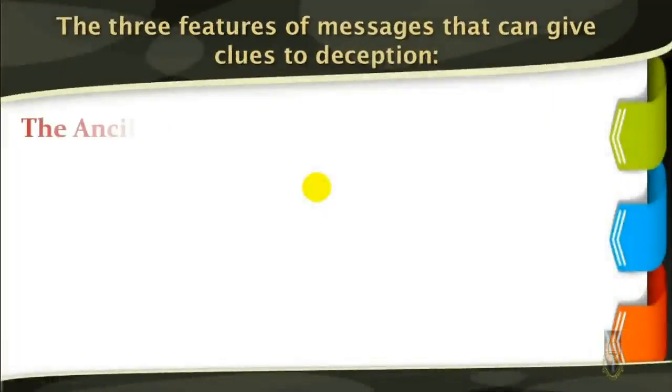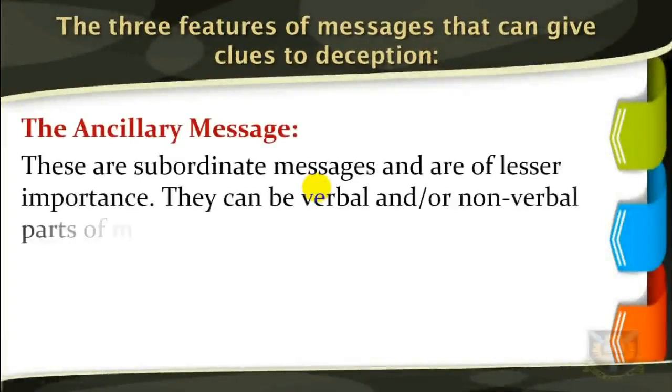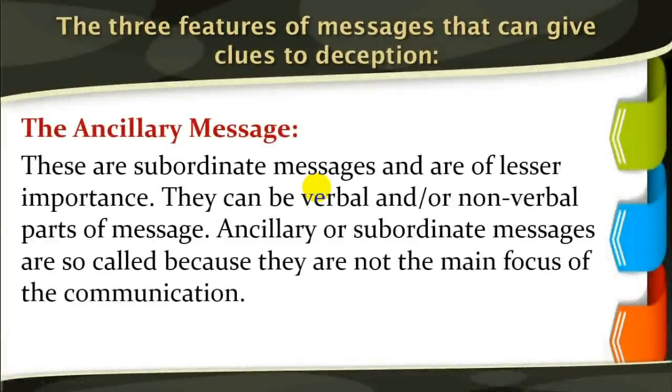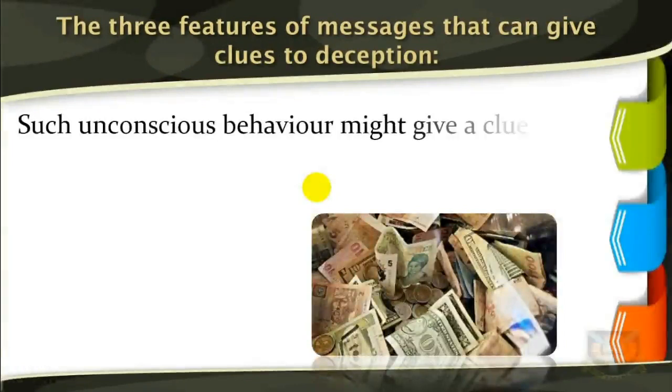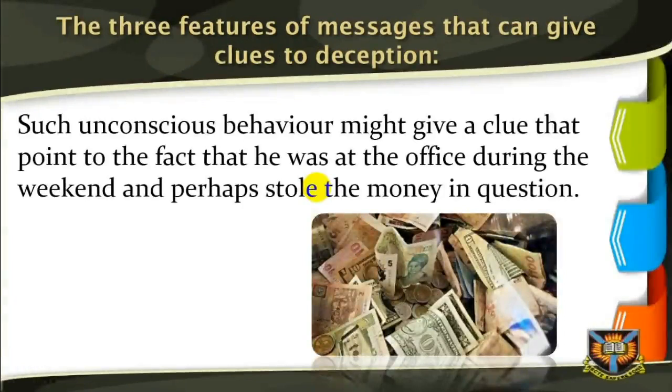The ancillary message. These are subordinate messages and of lesser importance. They can be verbal or non-verbal parts of message. Ancillary or subordinate messages are so called because they are not the main focus of the communication. For instance, someone who is responsible for an amount of money that was stolen during the weekend in the office might unconsciously say something or exhibit certain body language. Such unconscious behavior might give a clue that points to the fact that he was at the office during the weekend and perhaps stole the money in question.